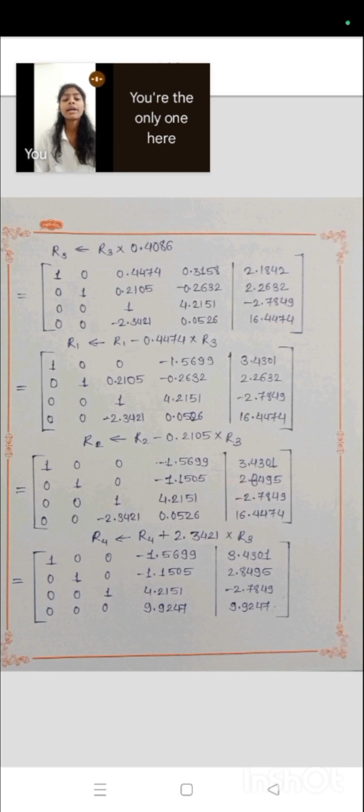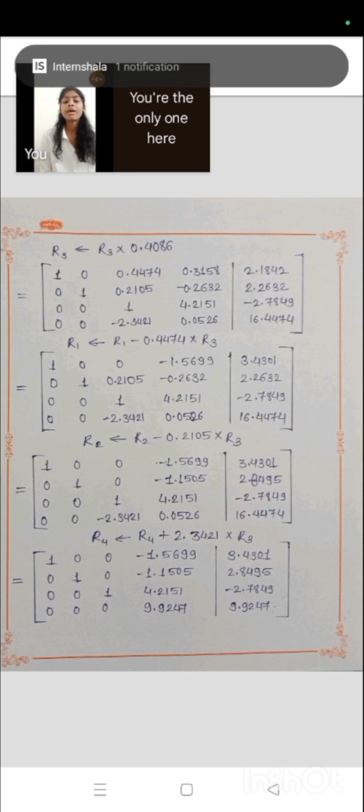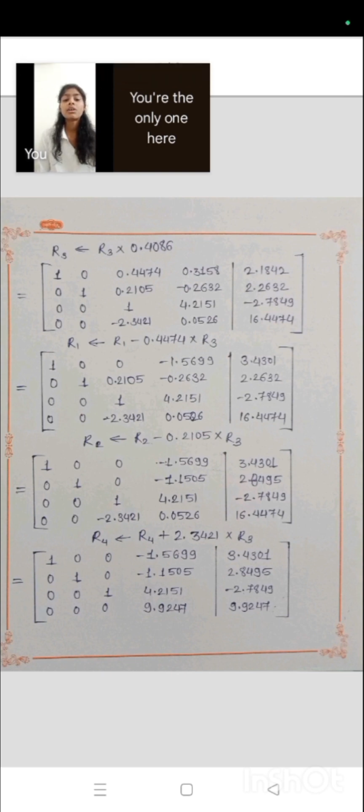And again we put the operation in column 4. R1 value is 0.3158 minus 0.4474 into R1. R3 value here is 4.2151. So the value will be 4.2151. And again we put the operation in R1 in column 5.